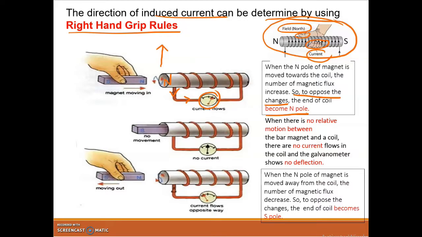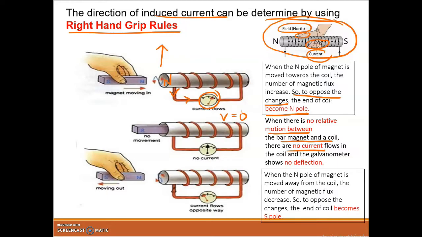Alright, so when there is no relative motion between the bar magnet and the coil, no current flows. So, this one, V is equal to 0. There is no relative motion, no movement between the permanent magnet bar and the coil.